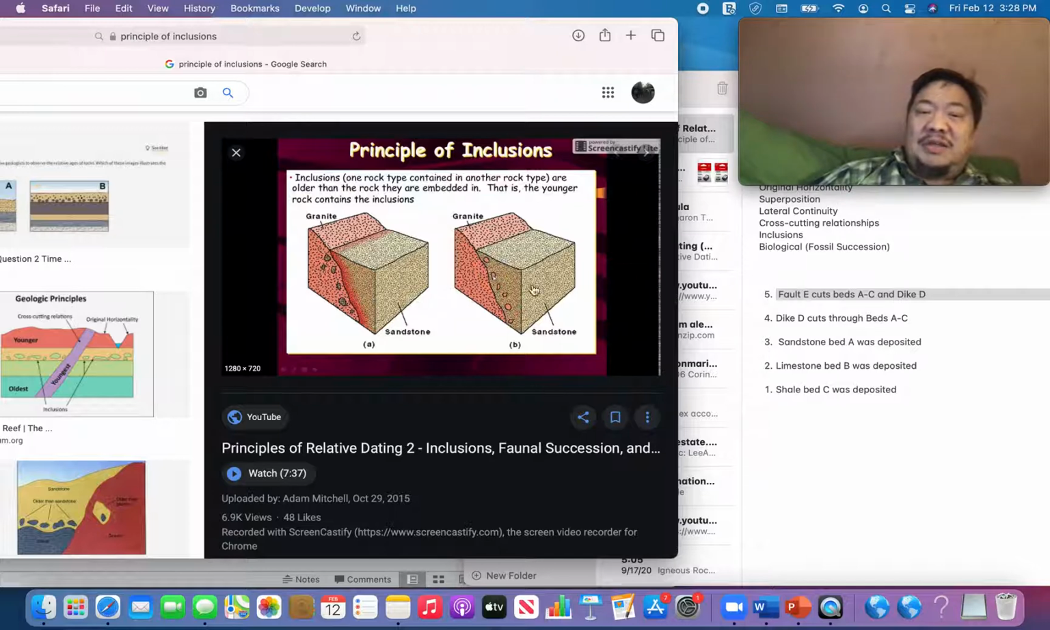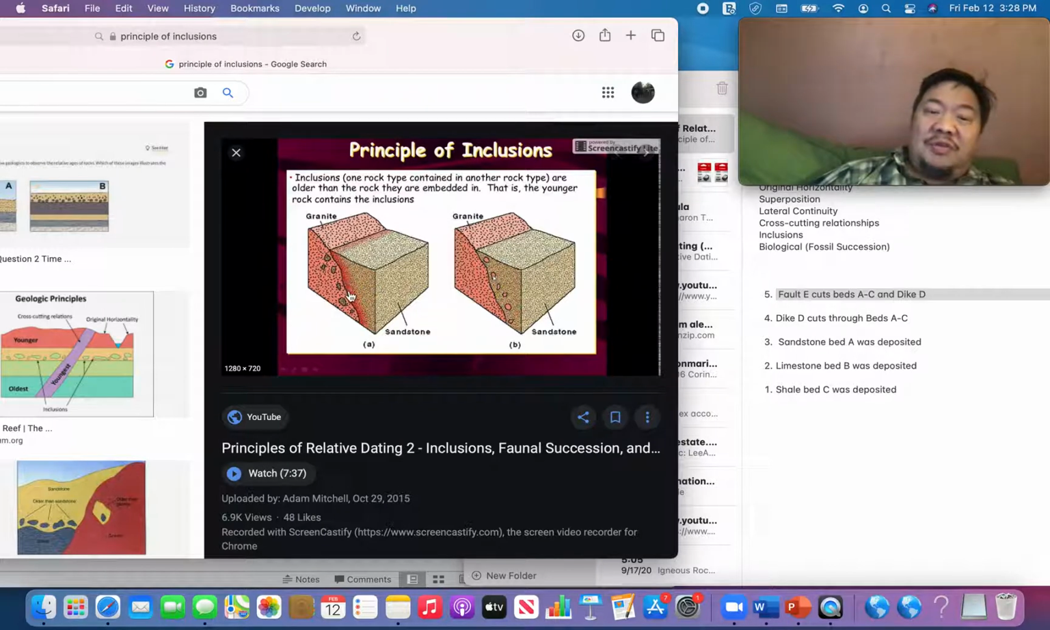In this situation here, which is the older rock, the granite or the sandstone? The older rock should be the granite, because the sandstone has inclusions of granite in it. So in this situation, the granite is the older rock and the sandstone is the younger rock. In this situation, the granite is the younger rock and the sandstone is the older rock.